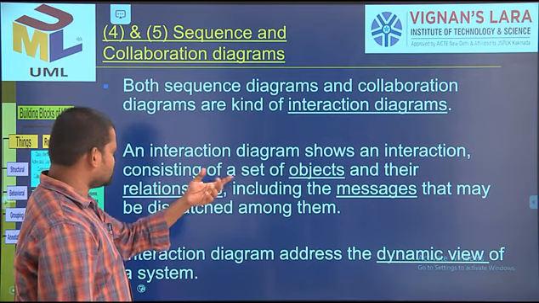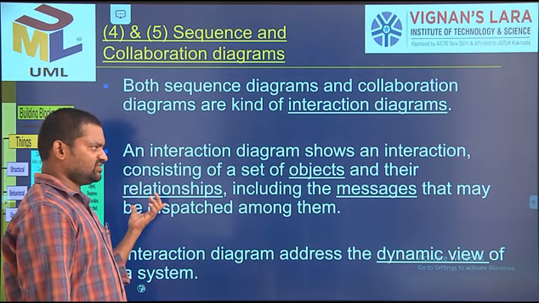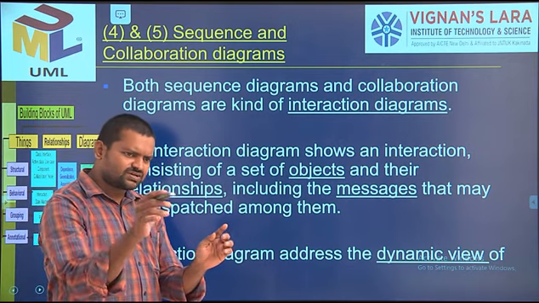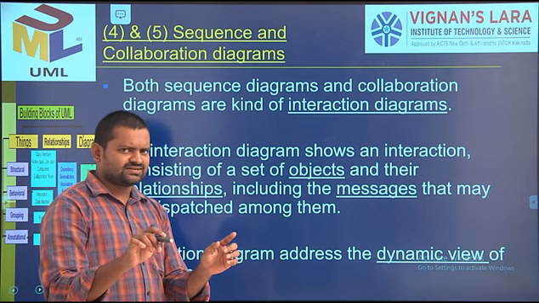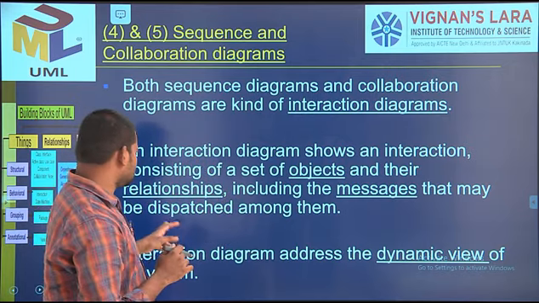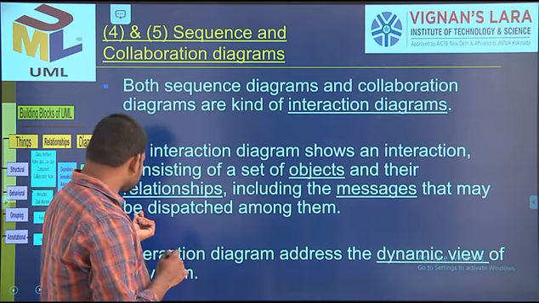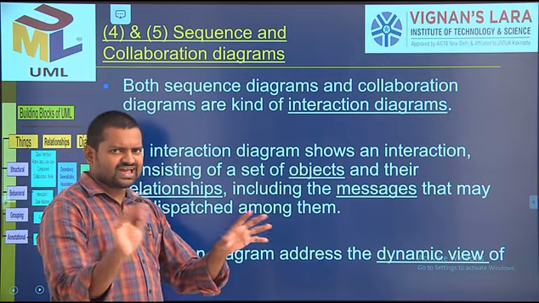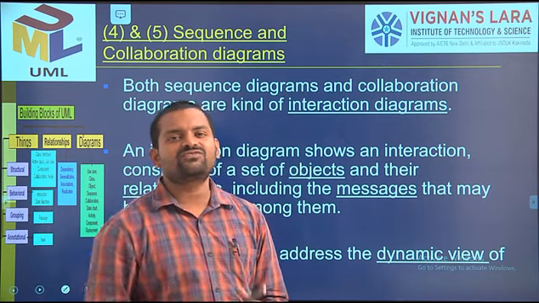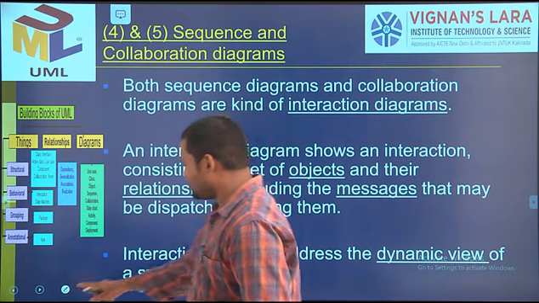So an interaction diagram shows interactions consisting of a set of objects and their relationships, including the messages from one object to another. What message is going there, and what information is traveling from one object to another? That representation is available in the sequence and collaboration diagrams. Messages are dispatched among them, meaning they travel between the objects. Which view do interaction diagrams represent? The dynamic view of a system.